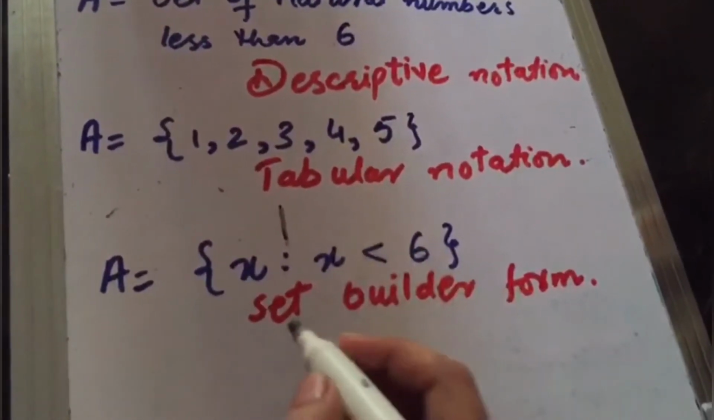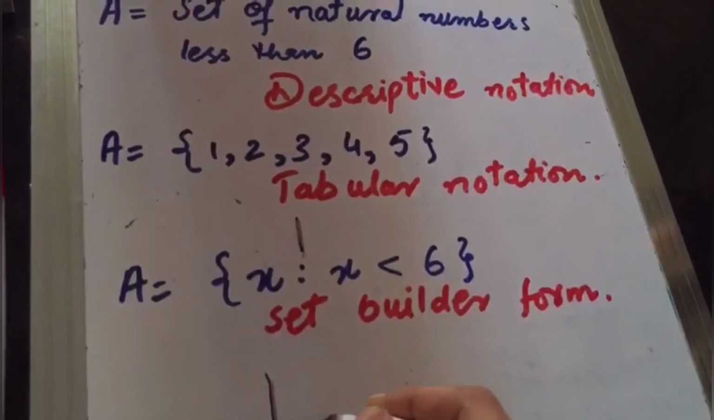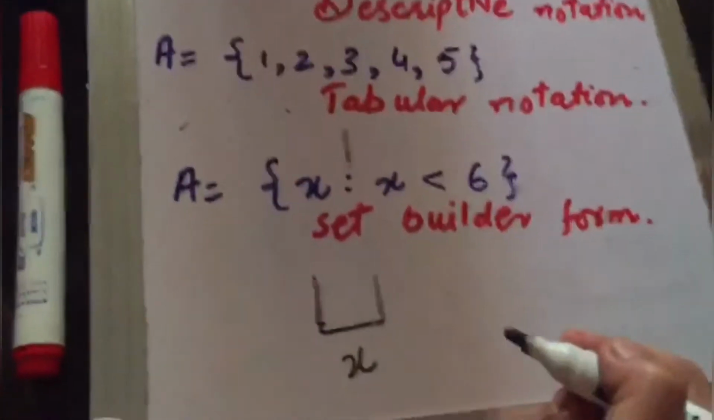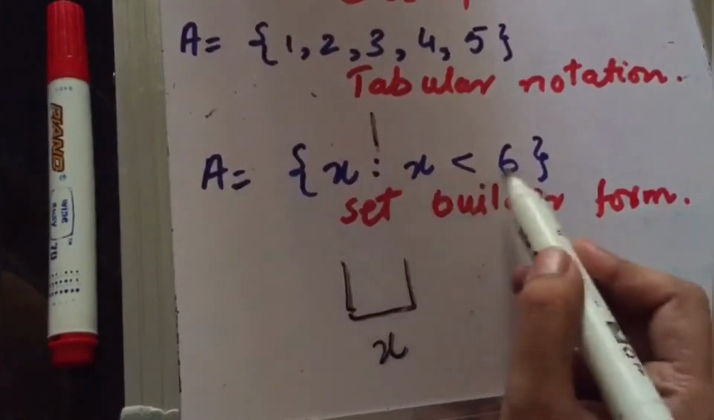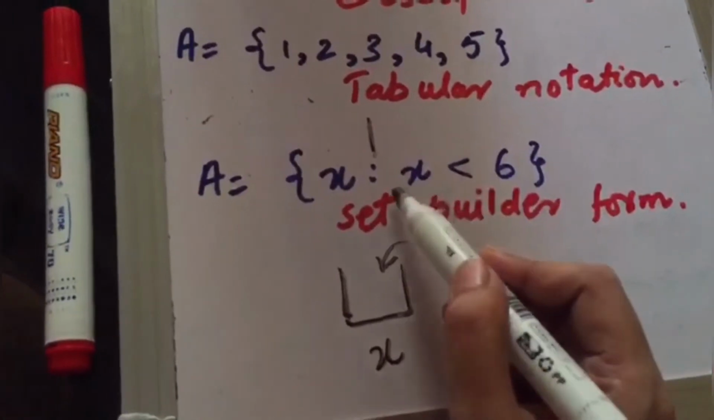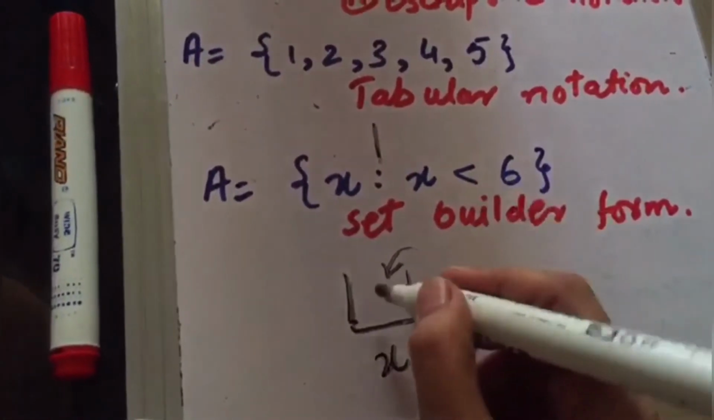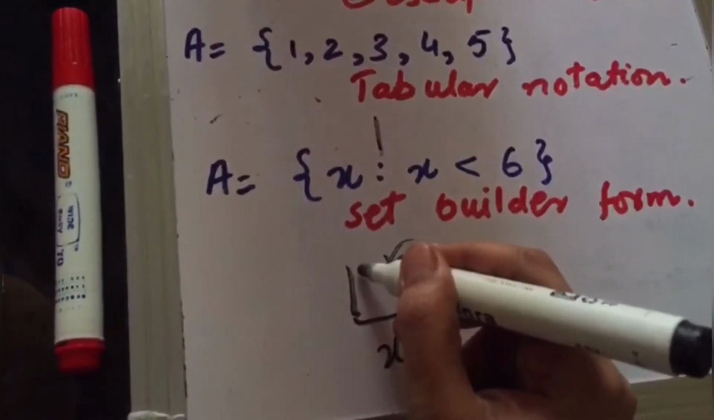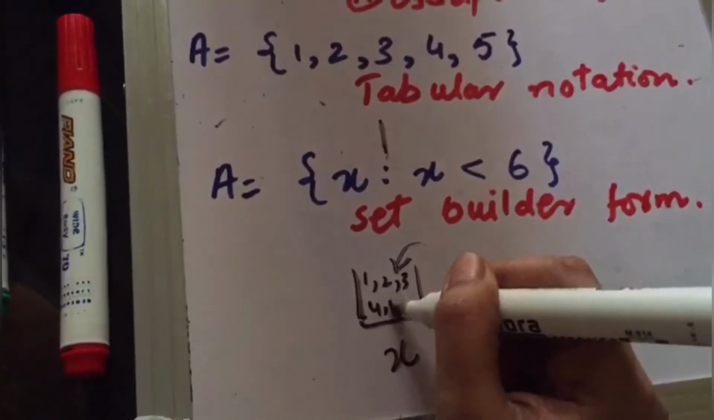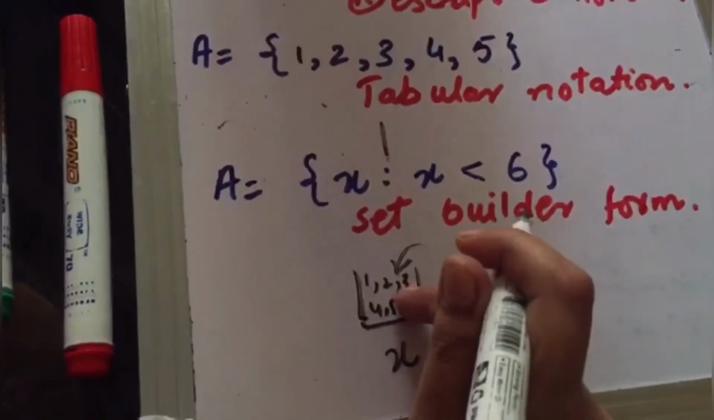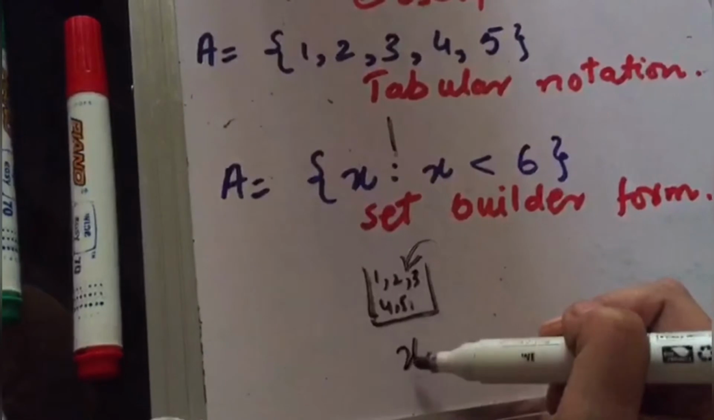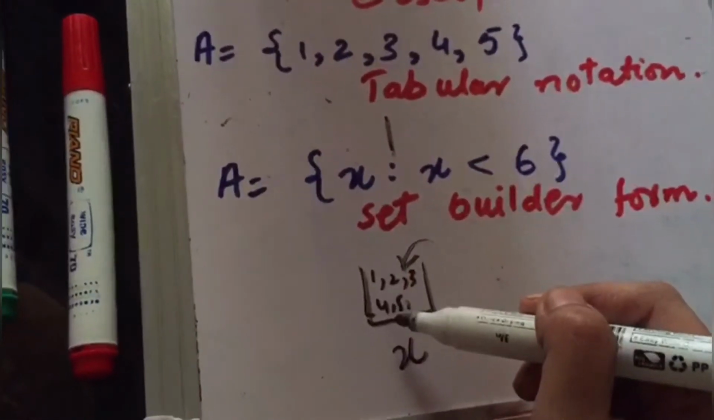Now let me explain you. Suppose this X is a box. Okay, this X is a box and the elements are inside this box. What are the elements? Elements are x less than 6, means all the elements are inside this box: 1 2 3 4 5. No, less than 6 means only up to 5. Now this box is X and elements are in this box.